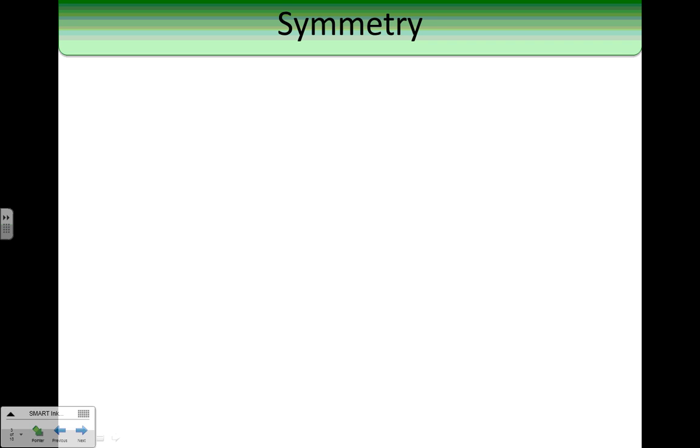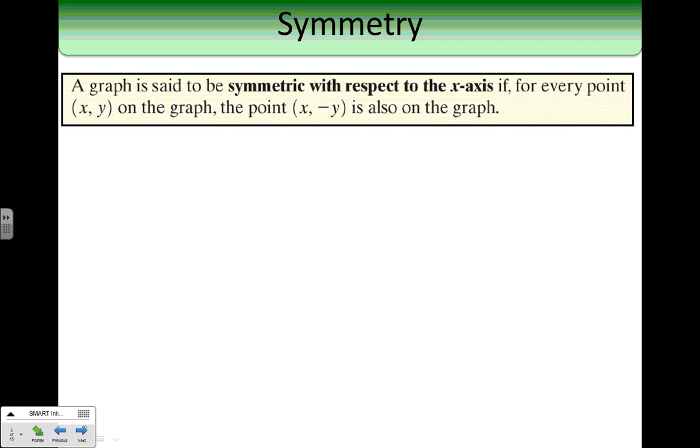Okay, let's start talking about symmetry. If a graph is said to be symmetric with respect to the x-axis, this means that for every point (x, y) that is on the graph, the point (x, negative y) is also on the graph. So that means it would be symmetric with respect to the x-axis. Let's take a look at what that would look like.